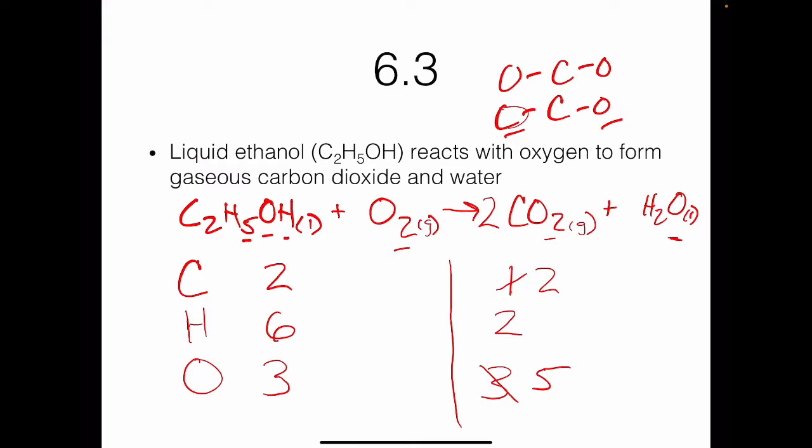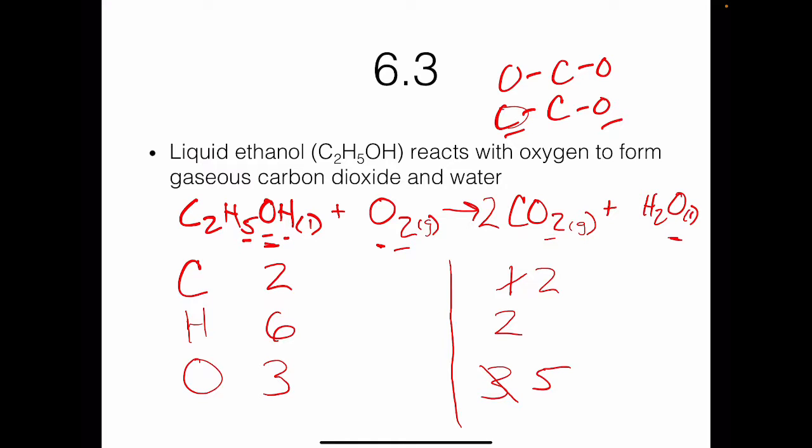Now, we can either look at the oxygen. I would not recommend this though, because your oxygen exists in 2 locations on the left side. It exists here and here. So rather than look at the oxygen, what I would do is look at the hydrogen next. We have a total of 6 on the left. We want a total of 6 on the right.